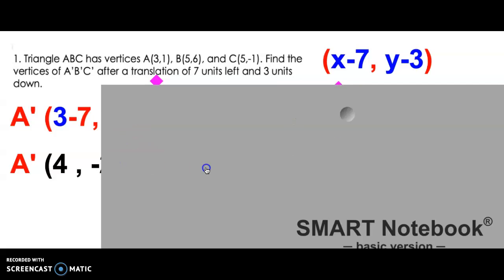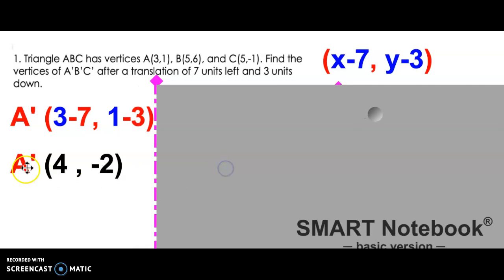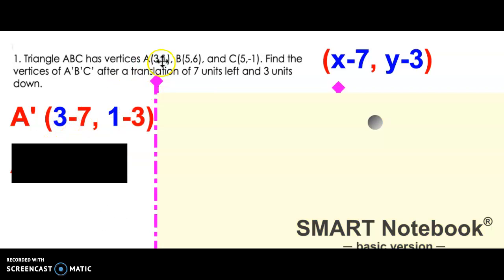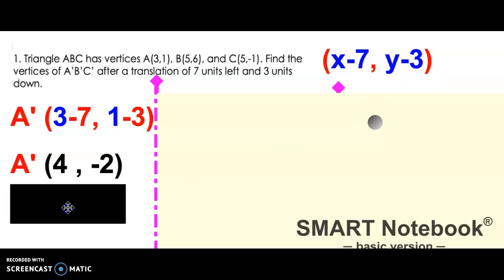So if we look here, to find the coordinates of A prime, we need to follow this rule. We're going to take our original A coordinates, so 3, and to find the new X coordinate, we're going to do 3 minus 7. That will give us the new X coordinate. And then to find the new Y coordinate, we're going to do 1 minus 3. We're following this rule right here to get that A prime is at the location negative 4, negative 2.